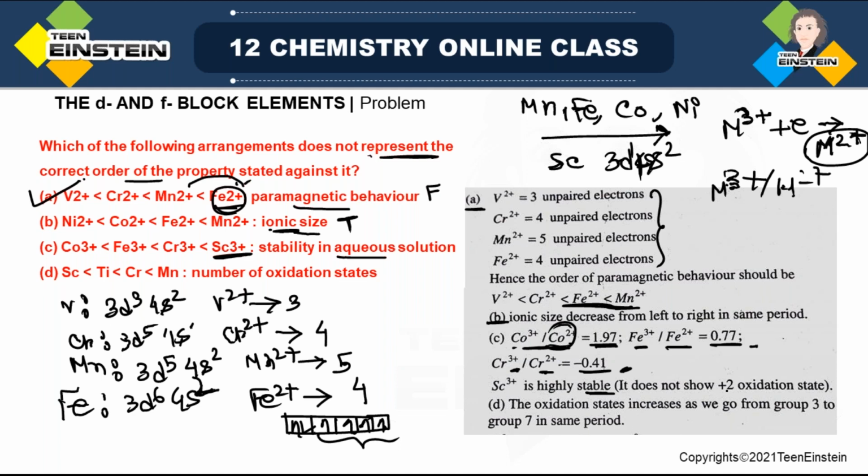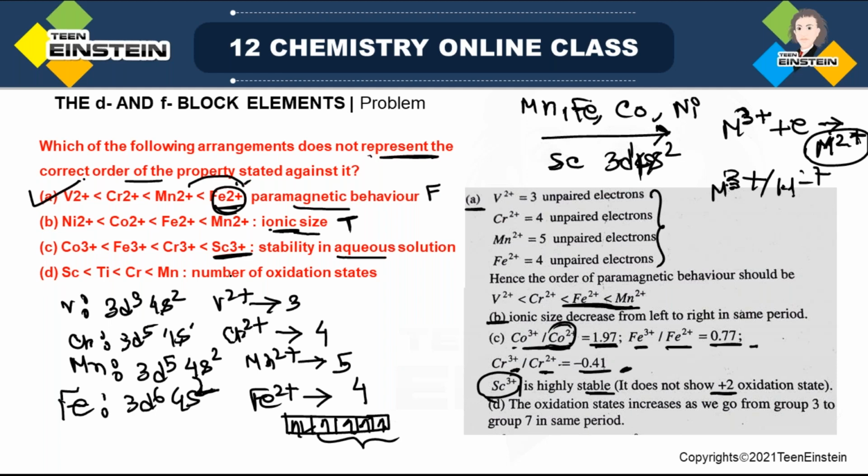Okay. So it doesn't show a +2 oxidation state in aqueous state. So that is why this is very stable. So the maximum stable will be Sc3+ because it's a 3d0 system. Next one will be chromium, then iron, then cobalt. And it is completely matching with the order that is given in the question. So that is why it is correct.